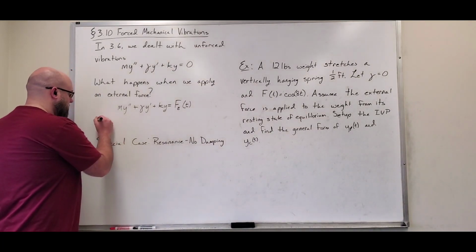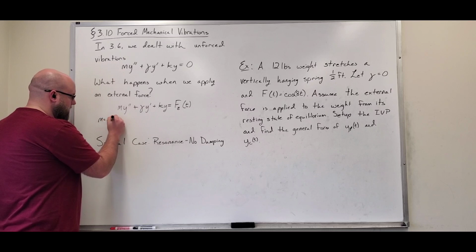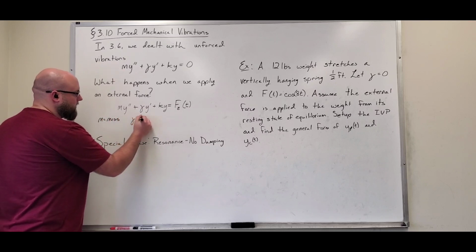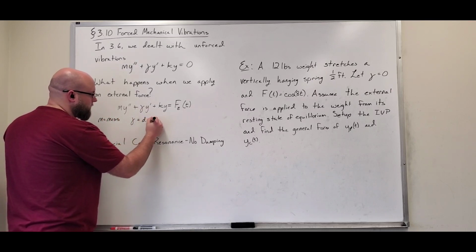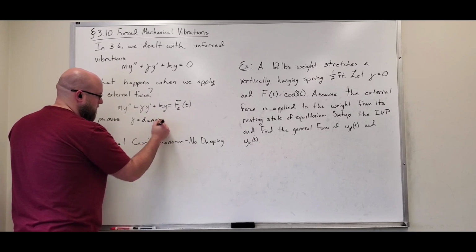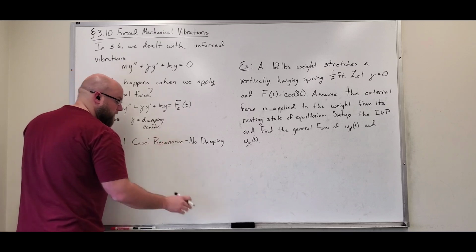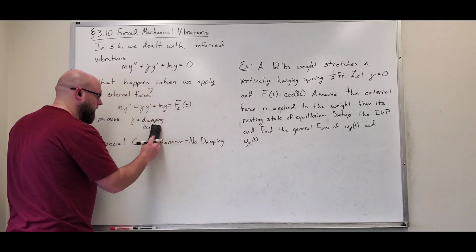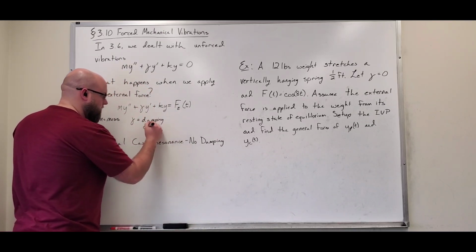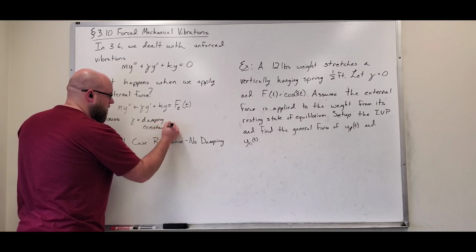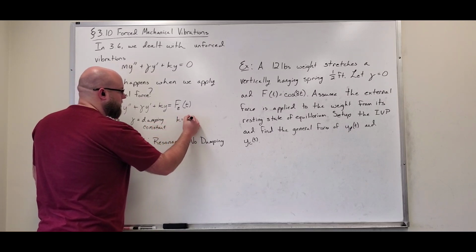So again, m is equal to the mass. Gamma is equal to the damping coefficient, sorry, damping constant in that case. And k is the spring's constant.